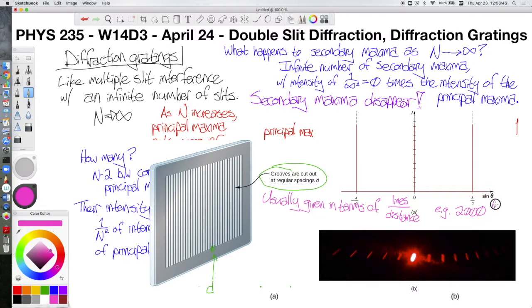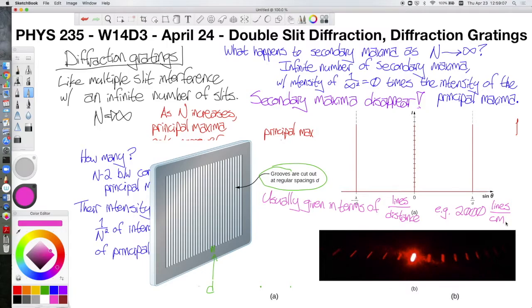Sorry, 2,000 lines per centimeter. And then you would have to determine what D was based on that 2,000 lines per centimeter. So, what I want to talk about now is what happens when we shine white light into a diffraction grating.